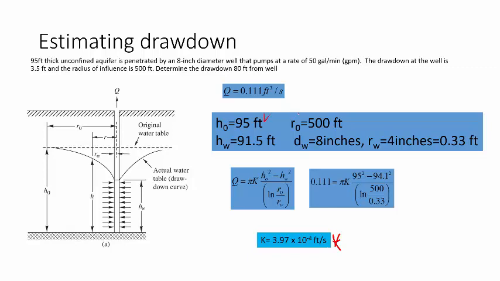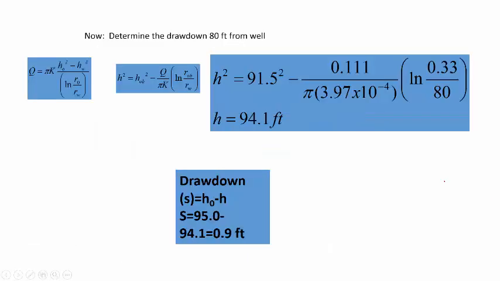And so what I have done here is just wrote down a summary of the information that is provided so that you can understand how to do the appropriate substitutions. So now, having the coefficient of permeability or the hydraulic conductivity, we can then estimate what's the drawdown 80 feet from the well. And so we have the drawdown at the radius of the well, which was 0.33. And this is the coefficient of permeability that we obtained, okay? And this is what we want to find, the drawdown at 80 feet.